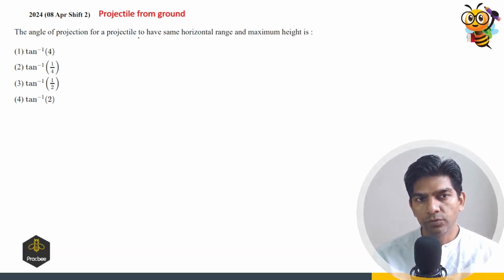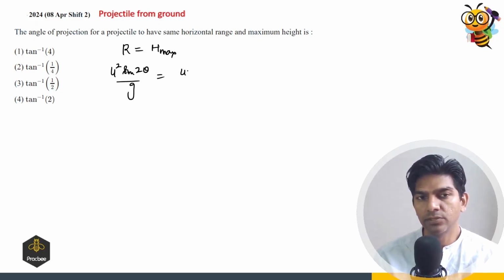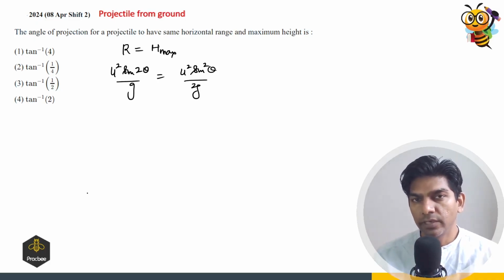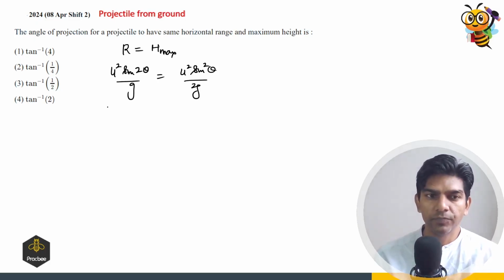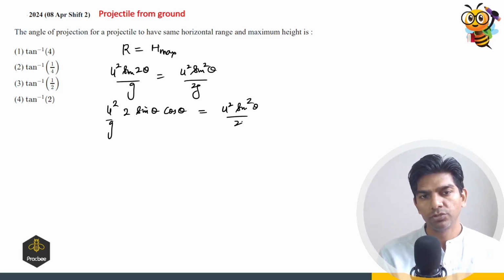The angle of projection for a projectile to have same horizontal range and maximum height is, so range and maximum height is given as equal, they are equal. Range is u square sine 2 theta by g, and h max is u square sine square theta by 2g. Sine 2 theta can be written as 2 sine theta cos theta, so it will be u square by g times 2 sine theta cos theta is equals to u square sine square theta by 2g.